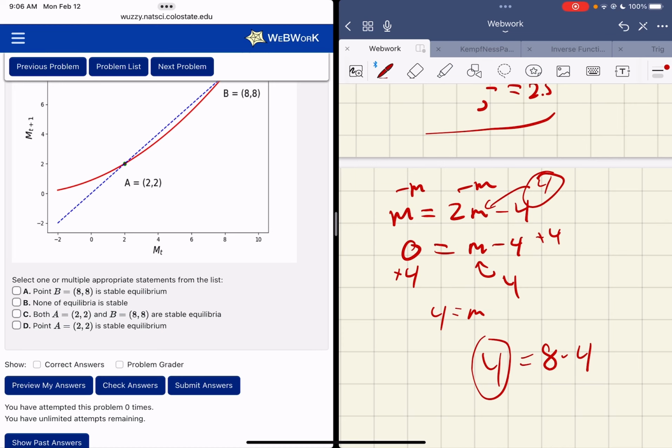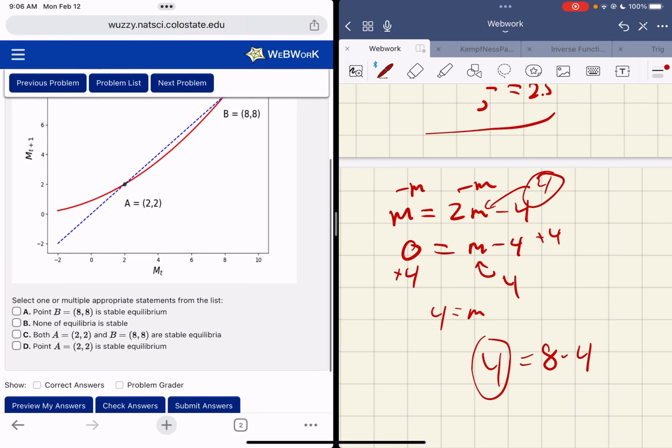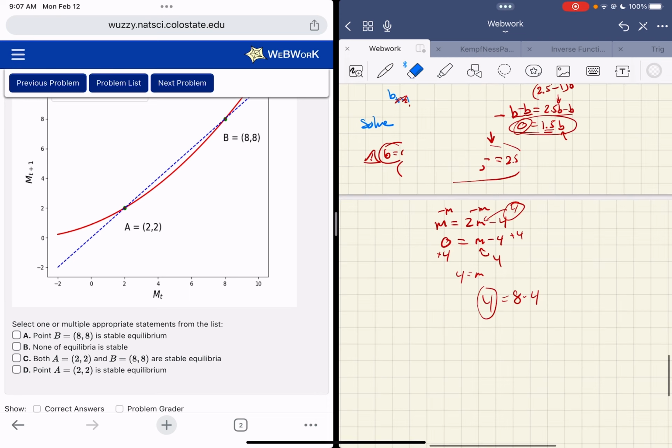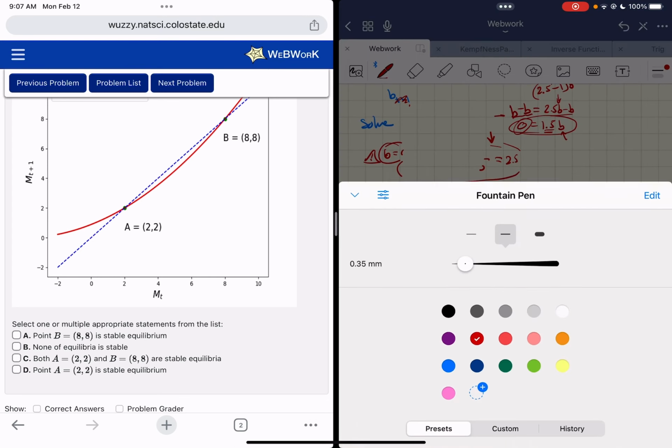All right, select one or multiple appropriate statements from the list. Okay, so 8, 8 is stable. That's not true. Okay, so how do I know it's not true? It's because the slope of the red line is steeper than the slope of the blue line, but let's see why that matters.